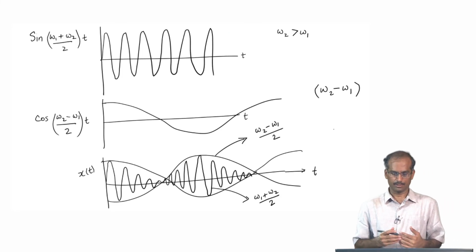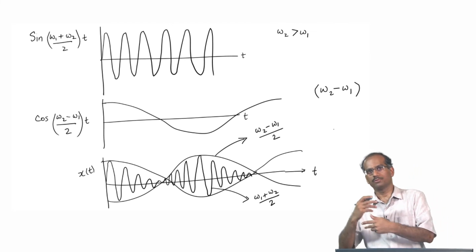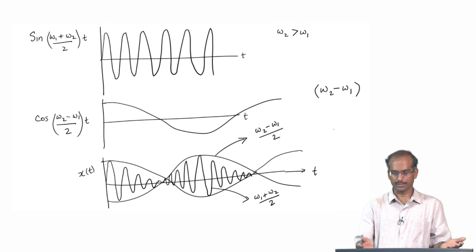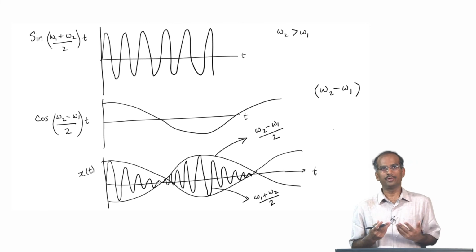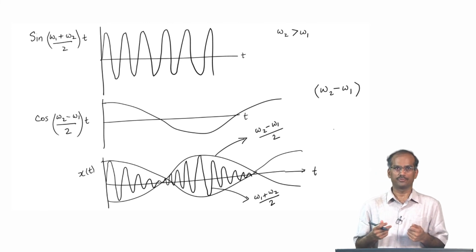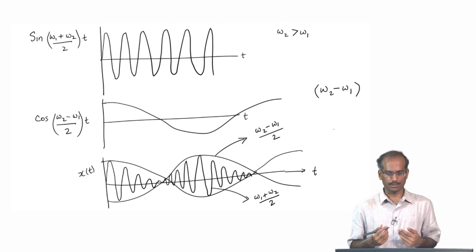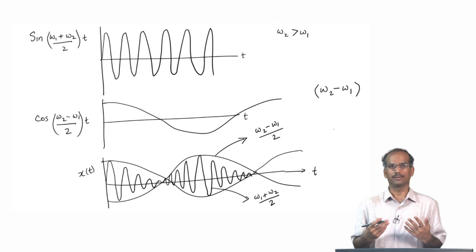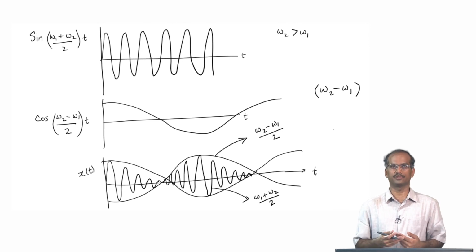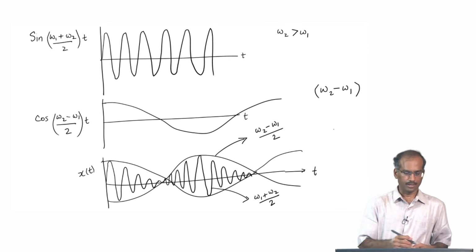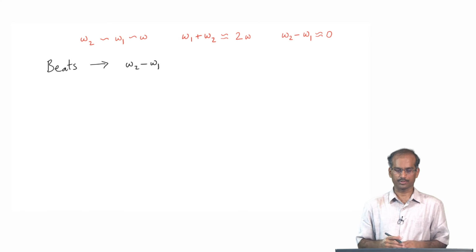You will see that the displacement essentially increases, goes to 0 and oscillates in the fashion that is shown here. And typically when you do this experiment with tuning forks, what you actually listen to, or what you hear, is simply the intensity of sound, which is related to the squares of these quantities, in which case the beats would have a frequency equal to omega 2 minus omega 1.